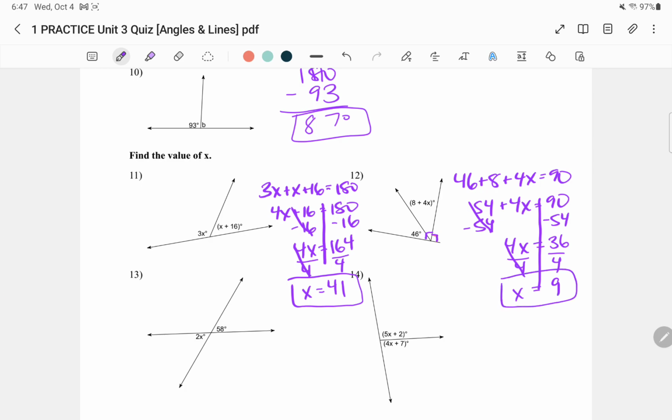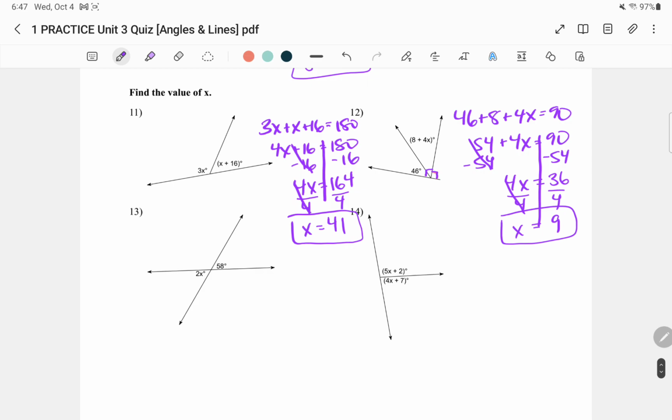All right, number 13. These are vertical, so they are across from each other, which means they're congruent. So that means 2x is equal to 58. So we're going to divide both sides by 2. And 58 divided by 2, well, 60 divided by 2 is 30. So 1 less 2 would be 29.